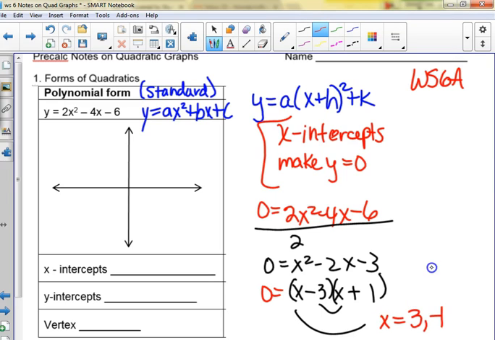So I would really, really like you to practice writing these as ordered pairs. What are the x-intercepts? 3, 0, and negative 1, 0. Again, that reminds you we got them by putting the y equal to 0. All right, 3, negative 1.